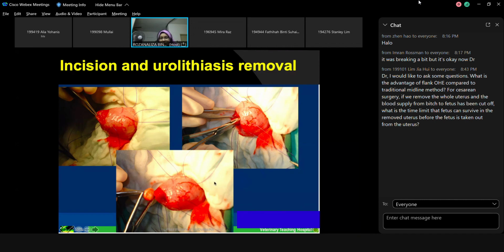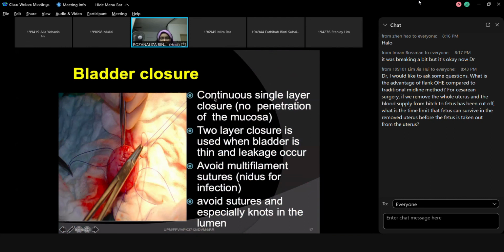Very important to remember, for bladder suture, you do not penetrate the mucosa. You can do a single simple continuous suture pattern or a double layer. If the bladder is very big and flaccid, you can do a double layer. Avoid multifilament sutures. Always remember, go for monofilament absorbable suture material. The most common one in UVH or in Malaysia is PDS. Avoid sutures going into the bladder lumen.